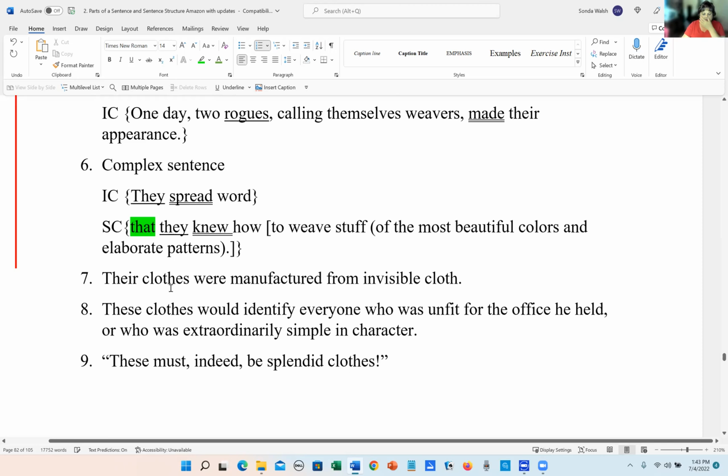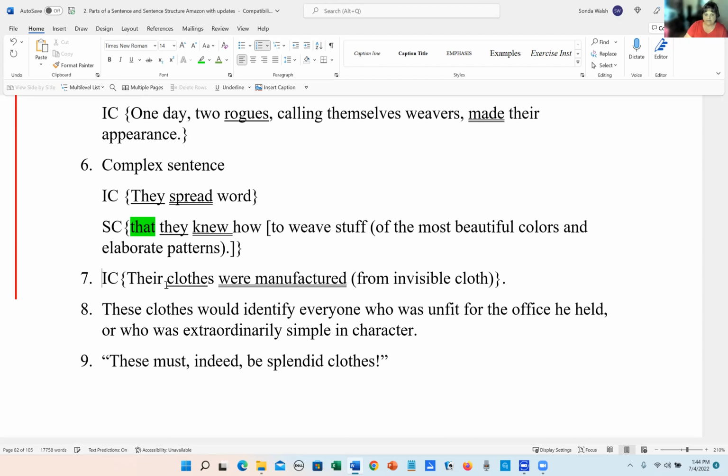Okay, number 7. "From invisible cloth" is a prepositional phrase. "Clothes" is a subject. "Were manufactured" is a verb. So we have one set of subjects and verbs in this. So the whole thing is one clause. I go to my subject. I go to the left. There is a personal pronoun. It does not make anything subordinate. So this is an independent clause. If I have one independent clause, then I have a simple sentence.